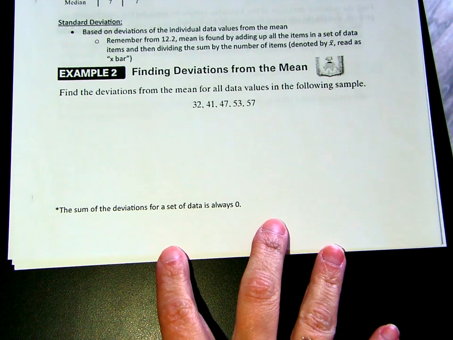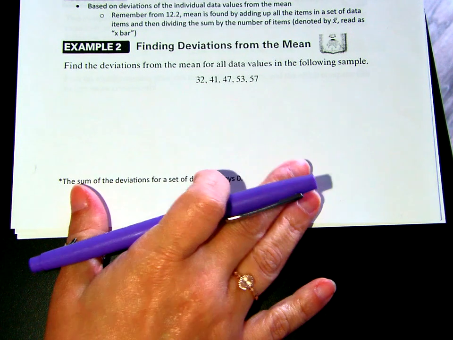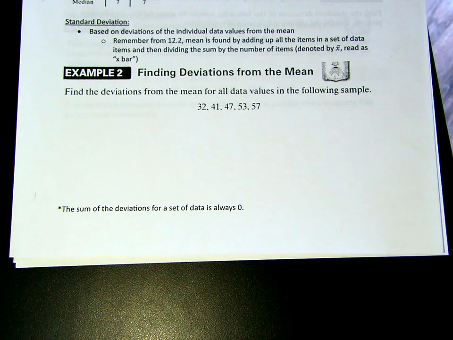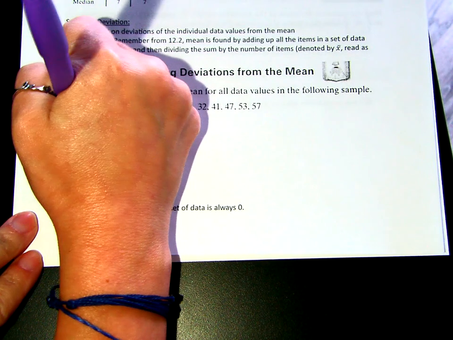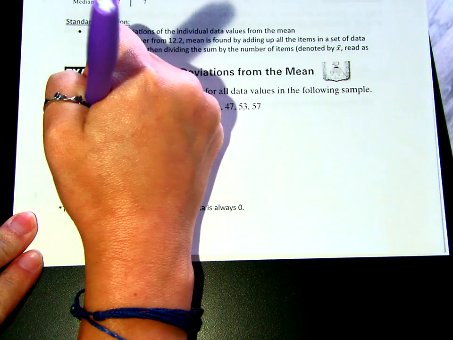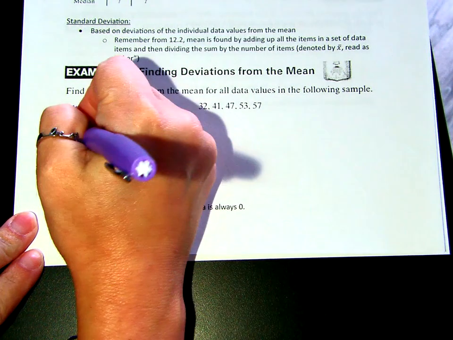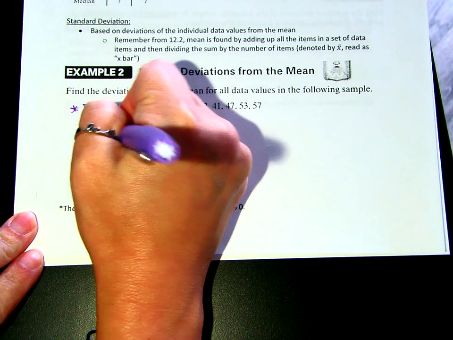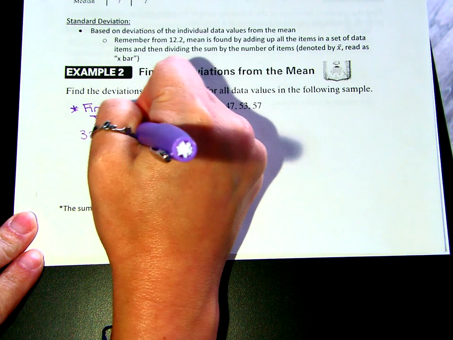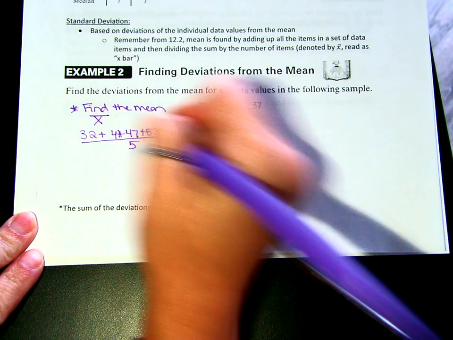So we're going to find the deviations from the mean for all the data points in the following sample. This one only has 5. Try to keep it nice and small to get going. Before you can find the deviations, you have to find the mean. So that's going to be our first step. Find the mean, which is X bar. That's what we have to do first. So in order to do that, we take all the data points. That's 41, 47, 53, and 57. There's 5 data points, so we're going to divide that by 5.